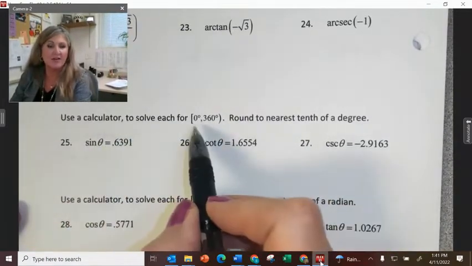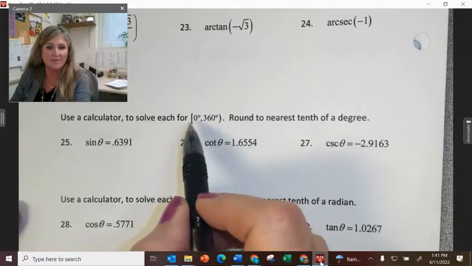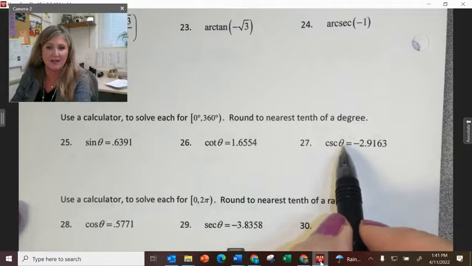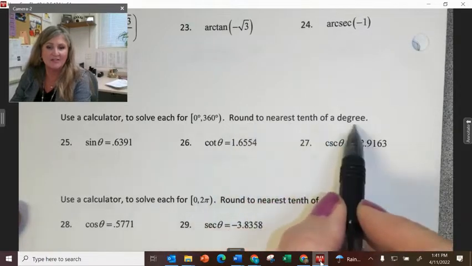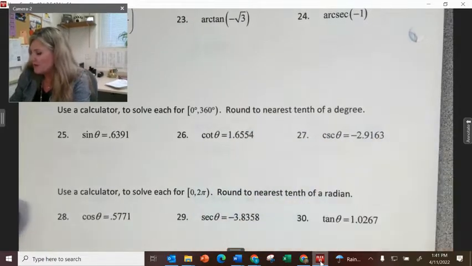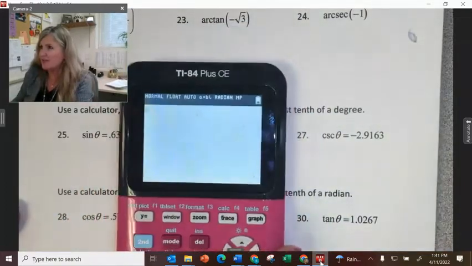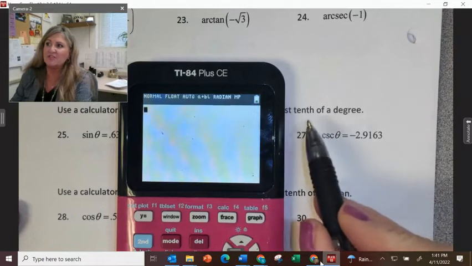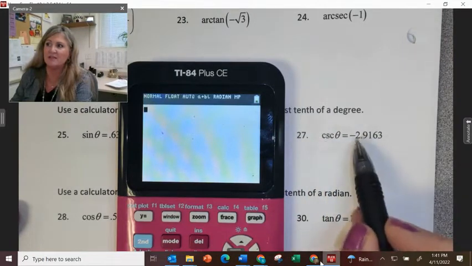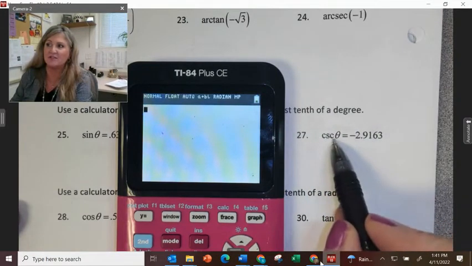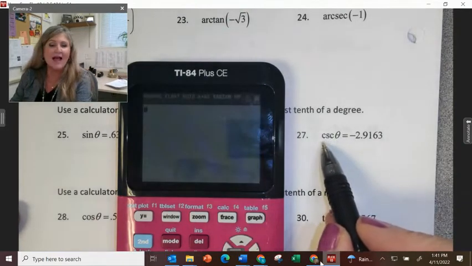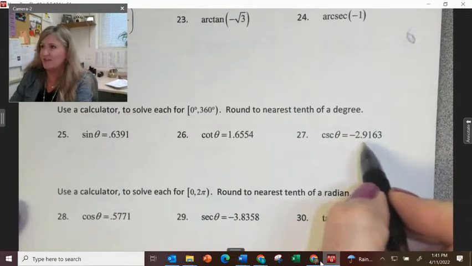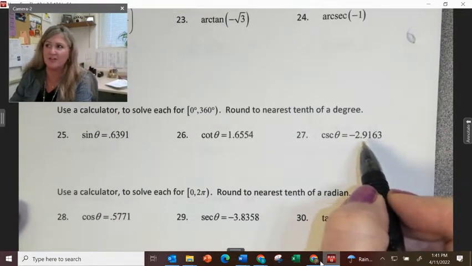It says use a calculator to solve for 0 to 360 is what our answers have to be in. So we're going to round to the nearest tenth of a degree. If I look at my calculator and they're giving me the cosecant ratio, I would have to push second cosecant to find this answer for this angle. But I don't have a cosecant button. So I am first going to have to change this into a sine ratio.